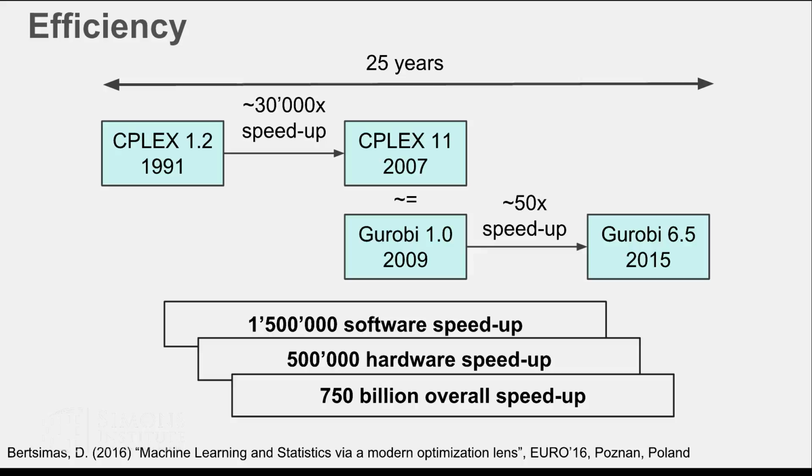So this means that something that took like a month 30 years ago now takes less than a second. Now, of course, this is averaged, and it's not quite true for all of the models, but this gives you the general idea how much the field has improved. And only because of that, we can actually use MIPs in practice.